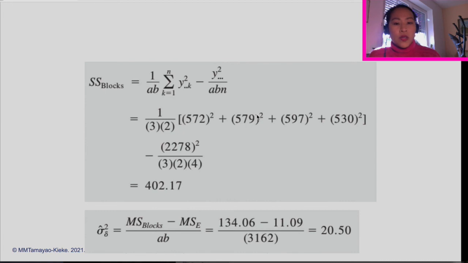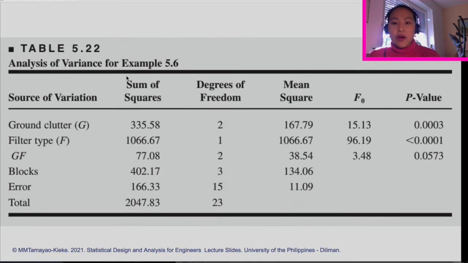Okay, now given those data, we can now use the sum of squares equations to compute the sum of squares. For the sum of squares of blocks, using this equation, we get the value to be 402.17, and the variance for the block is equal to 20.5. Summarizing the values in our ANOVA table, we get this. And of course, you can get these numbers using any statistical software of your choosing.